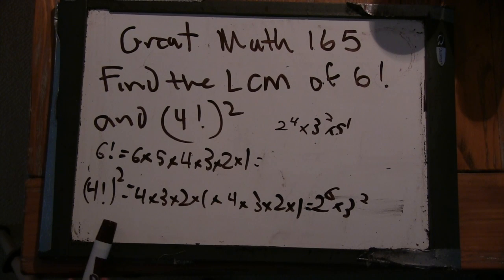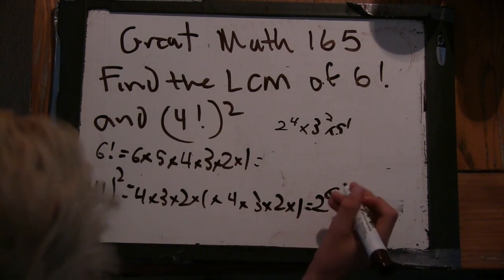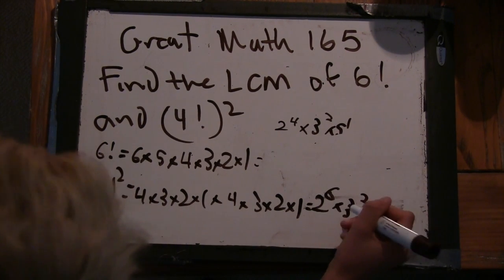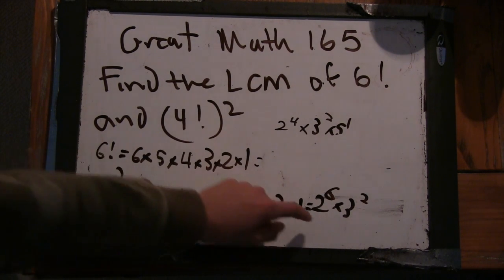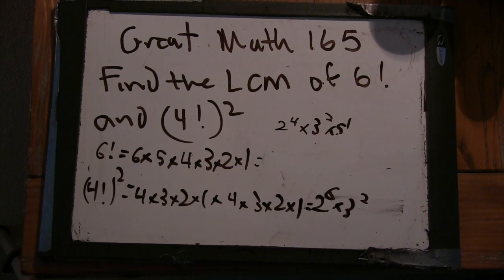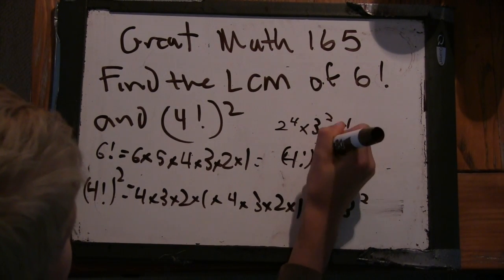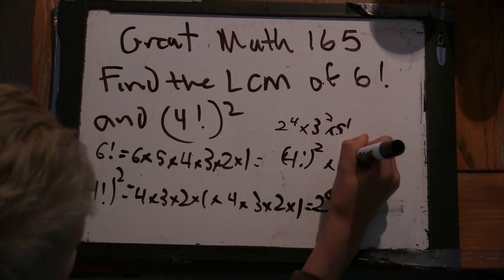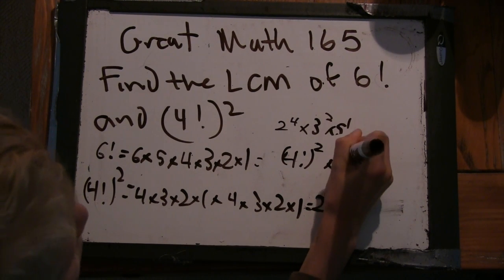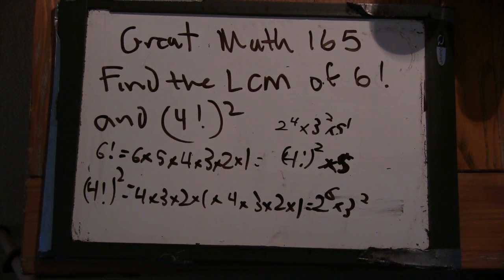So this would be 4 factorial squared times 5. Oh yeah, that's kind of a fun way to write that number. I didn't expect you to write that number like that. That's a very cool way to write it.